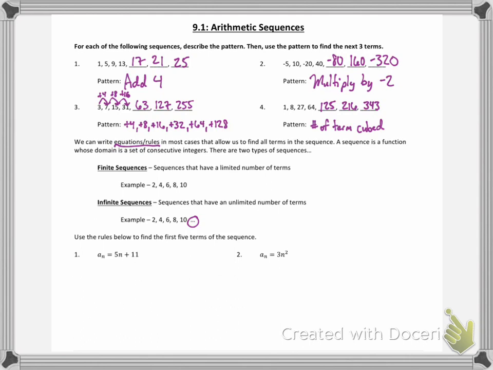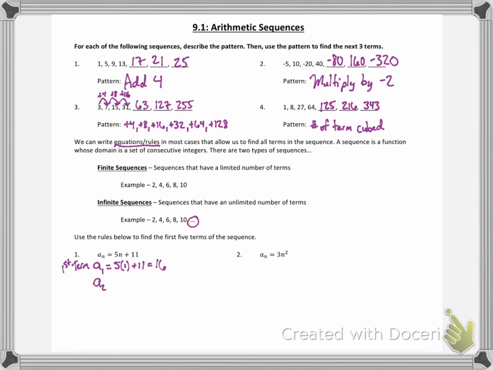Now, before we get into the specific type of arithmetic sequences, let's talk about how we use an equation to find terms. We're going to use the rules below to find the first 5 terms of the sequence. The first one has a sub n equals 5n plus 11. Typically in these problems, n represents the number of the term, the position of the term in the sequence. So if I want to find the first term, I'm going to plug 1 in for n. You see that a sub 1 is a fancy way of saying first term. So you do some quick PEMDAS, and the first term would be 16.